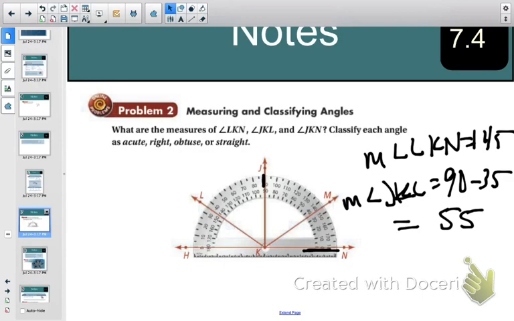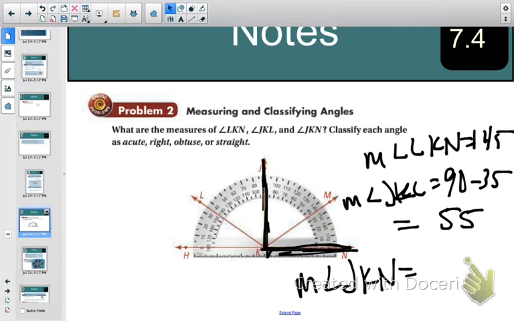And then the measure of angle JKN. Well, it starts at 0 again because KN goes to 90, so this is just 90 degrees. So it's a right angle. So this one's right. I didn't finish the problem.